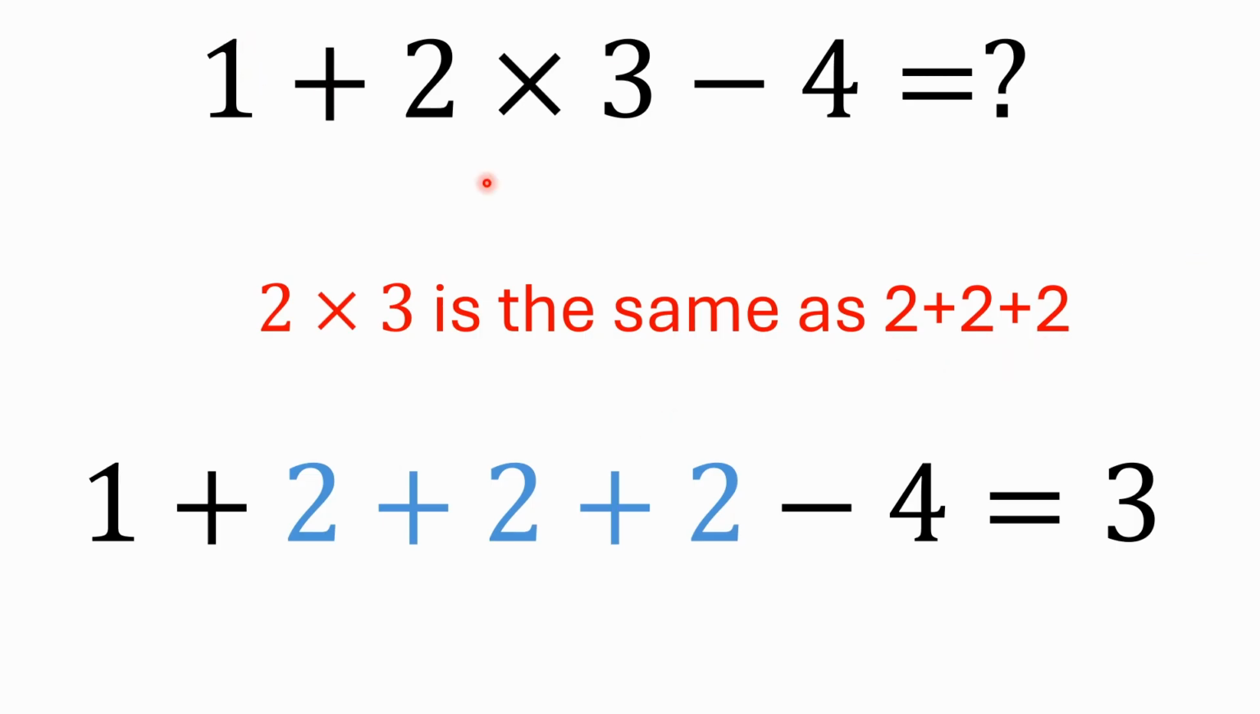So I can take this problem that we've got, and I can substitute the 2 times 3 with 2 plus 2 plus 2. What am I going to get as an answer? I'm still going to get 3. 1 plus 2 is 3. 3 plus 2 is 5. 5 plus 2 is 7. 7 minus 4 is 3. It really doesn't get any simpler than this.